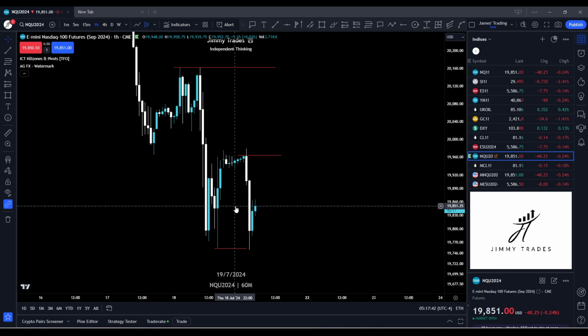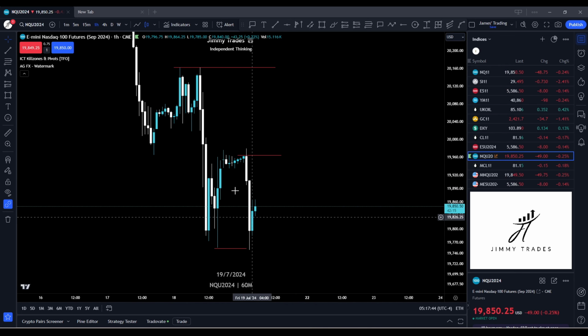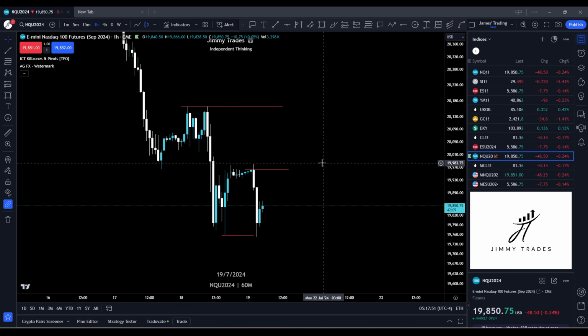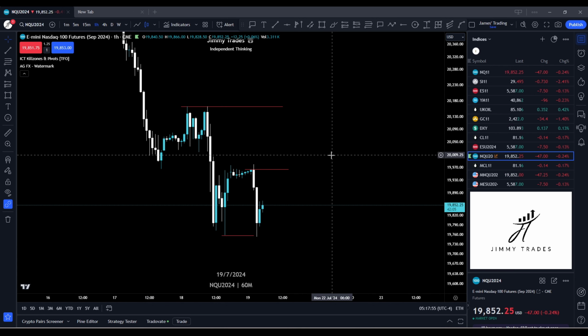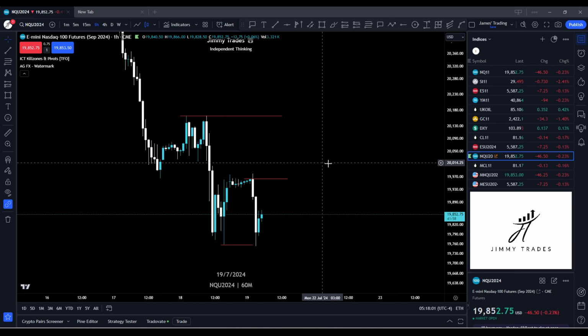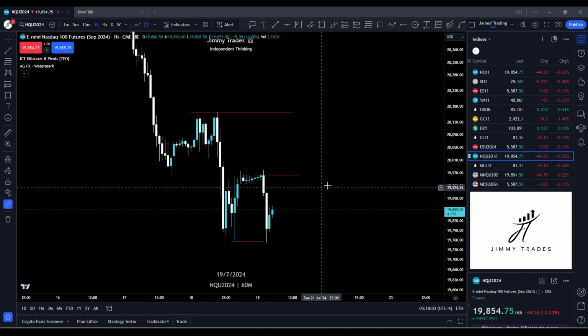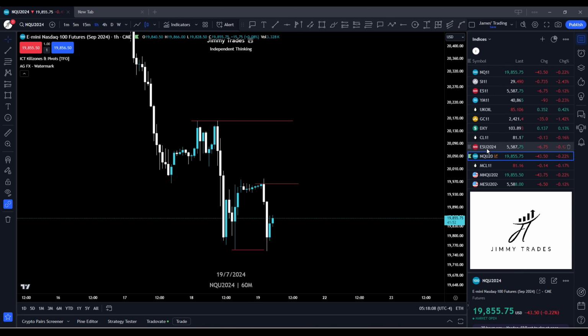There's nothing to say for me yet that there is a bullish signature here just yet. So until my structure is aligned with my bias, I wouldn't look to participate at this stage. All right, let's jump to ES.